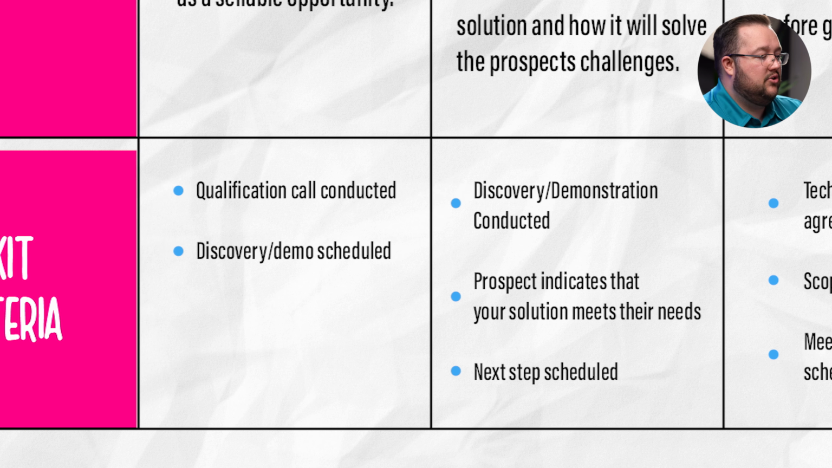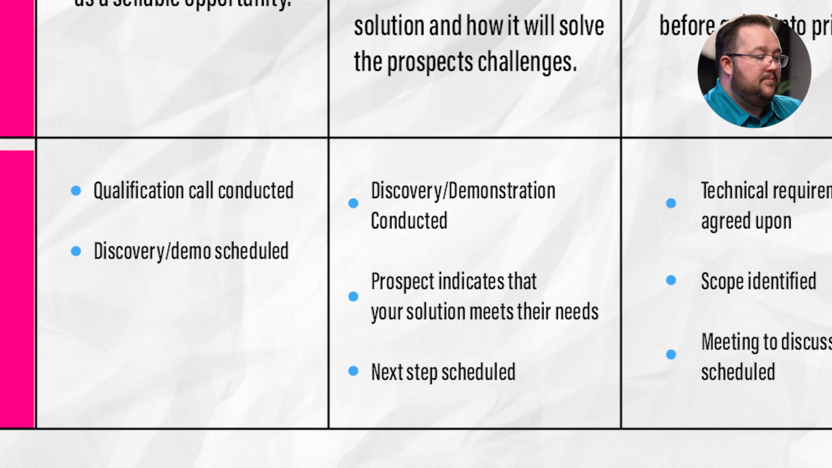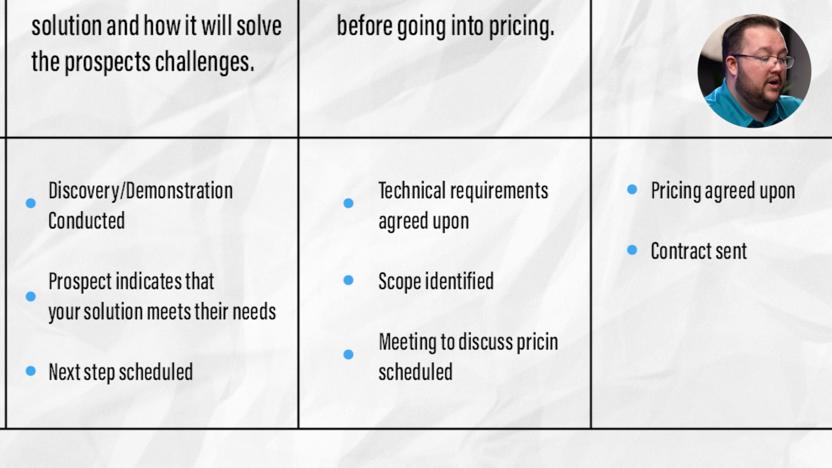The next exit criteria here, discovery/demonstration. Discovery or demonstration is actually conducted. Prospect indicates that their solution meets their needs. And then their next step is scheduled. For evaluating: technical requirements agreed upon, scope identified, meeting to discuss pricing is scheduled. Notice how I really focus on things being scheduled before the deal stage move. If it's not on the calendar, it's not happening. And that's how you have to operate with your sales team. We have to set clear standards. And I want everybody to be focused on making sure things are scheduled before moving anybody throughout the sales process.